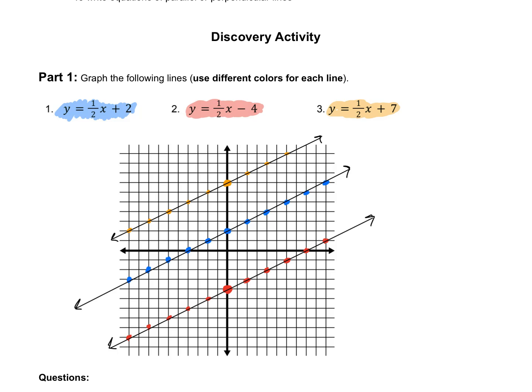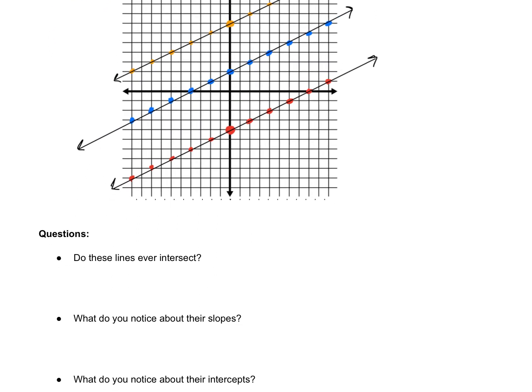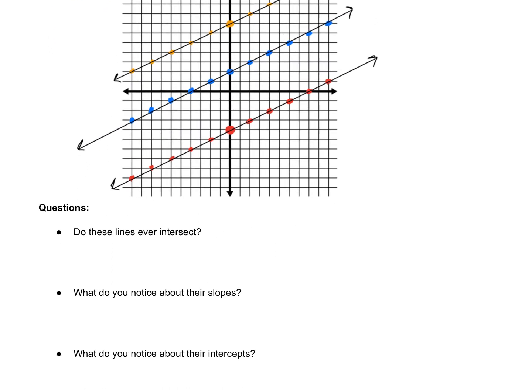Okay, so now that you've had some time to do the graphing and to answer some of the questions, I'm going to show us graphs and then we're going to talk. This is the graph that I got for the first three. You agree? Okay, what do you notice about these three lines? It looks like they are parallel. Okay, so do these lines ever intersect?